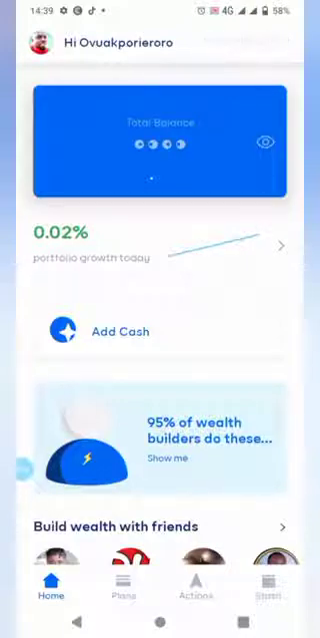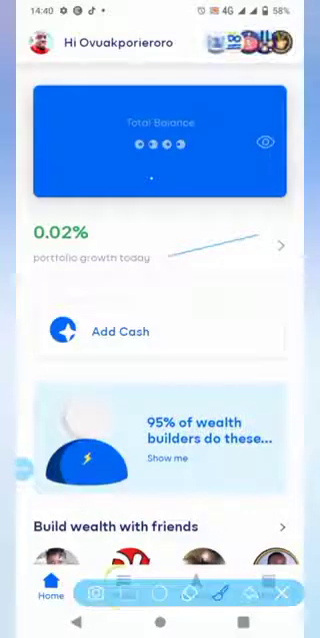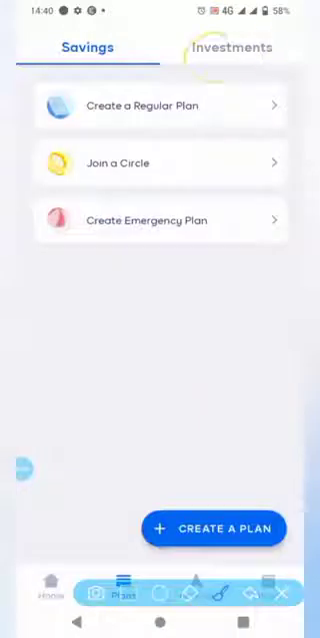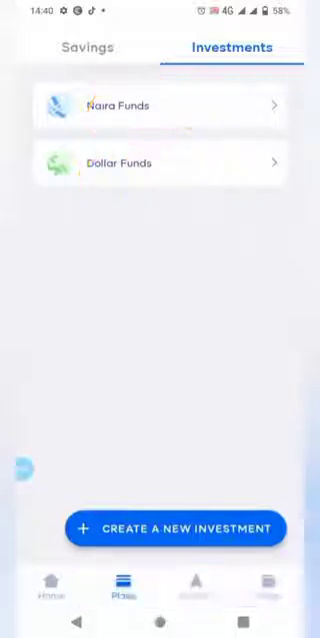When you've bought your Eurobonds, they're going to be showing up in your investment or your plans. So what you do is come to this icon right here which says plans, click on it, investments. The one you just did now is going to appear here in your dollar fund.